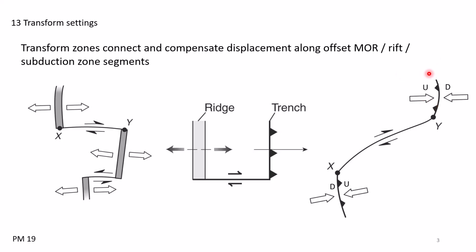These plates here have an irregular boundary, and we see here along the connection between point Y and point X, we need to have a dextral transform fault that accommodates the plate movement of the plate here in the north compared to the plate in the south.